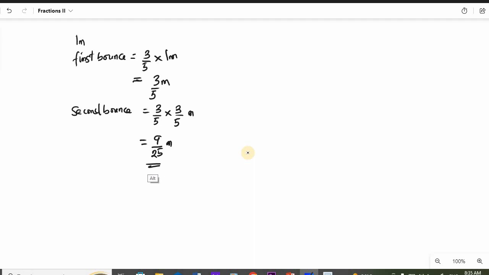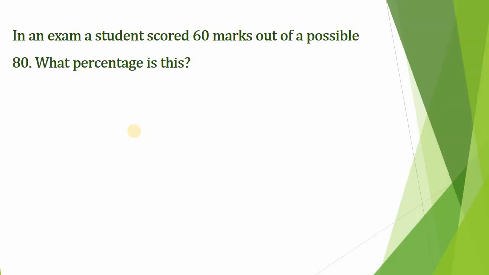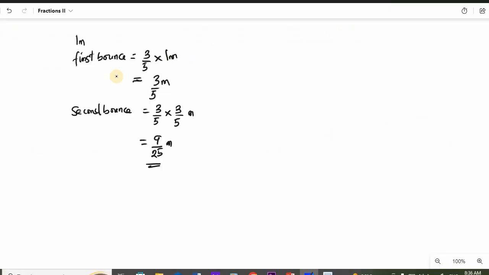Okay, so on to the next example. Okay, so in an exam, a student scored 60 marks out of a possible 80. What percentage is this? So this is very simple and straightforward. To express this just says express 60 as a percentage of 80. So what we do here is we simply say, this is pretty easy, 60/80 times 100%.